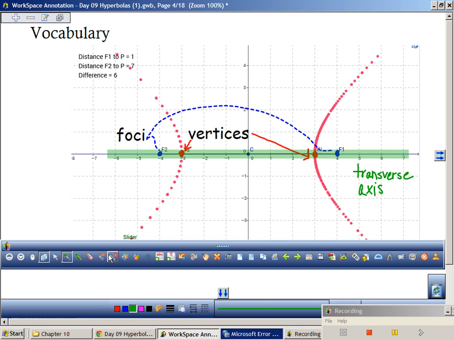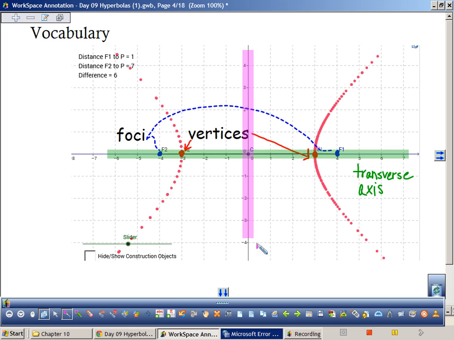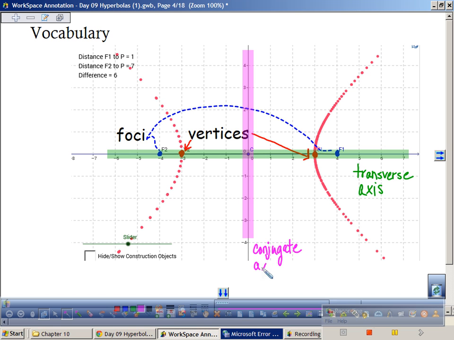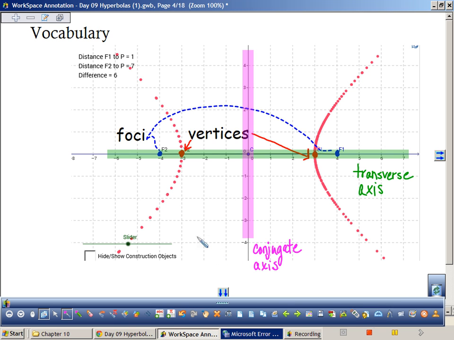Transverse axis. Okay, we call the other axis, what do we want to make? Pink? This axis is called the conjugate axis. Why do you think, how could you remember that?